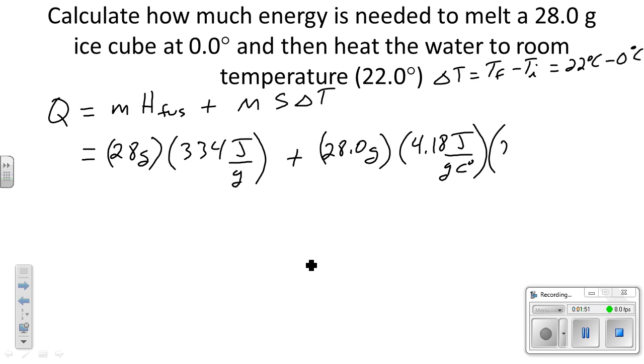Well, we can see that's going to give us 22 degrees Celsius. Actually, it's Celsius degrees because it's a change. It doesn't matter where you put that degree sign. Nobody's going to care. All right, and so we're ready to do the calculation. So get out your calculator.